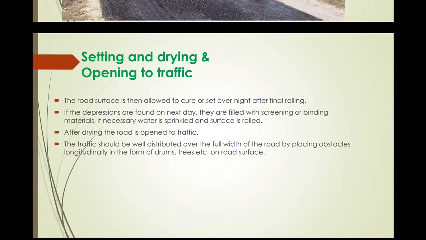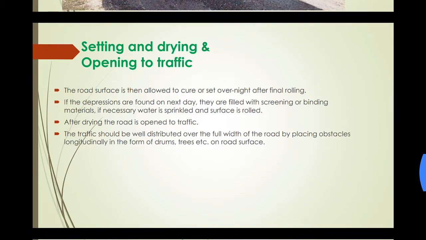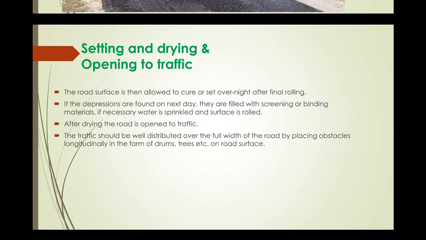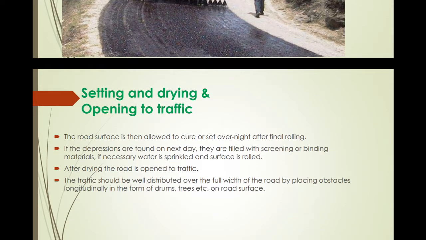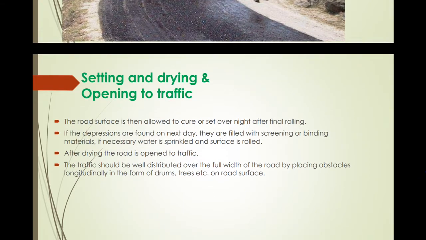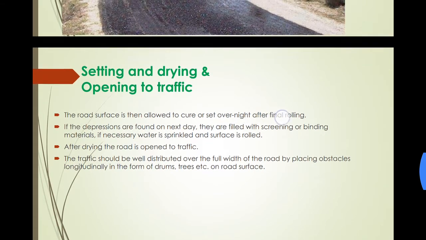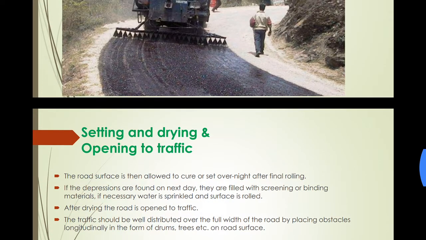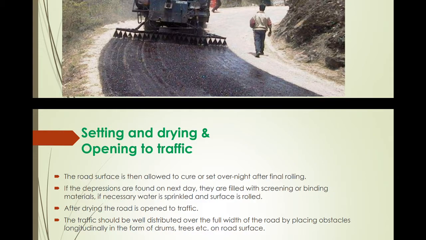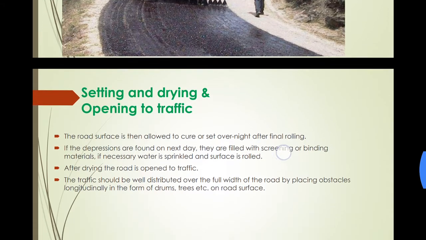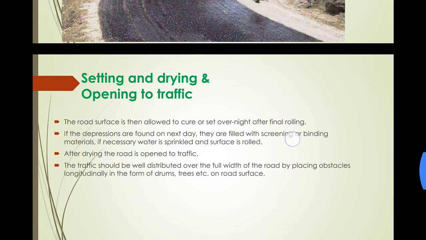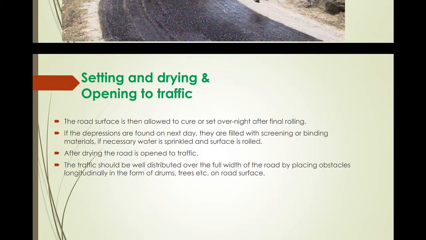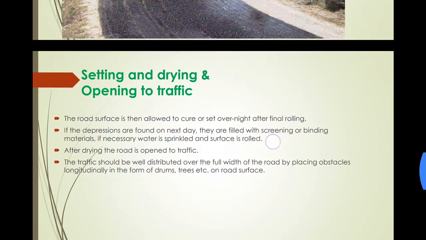Then after that, setting and drying and opening to traffic. Now we need to allow the bitumen to dry and also the layers beneath to dry out, and then we can open it for traffic. The road surface is then allowed to cure or set overnight after final rolling. After this application again you have to do the rolling or compaction using the rollers. If depressions are found on the next day, they are filled with screenings or binding materials. If necessary, water is sprinkled and the surface is rolled again.